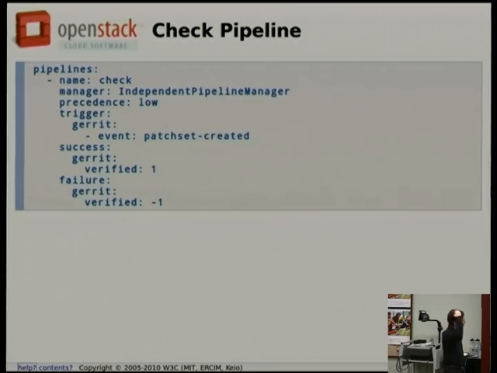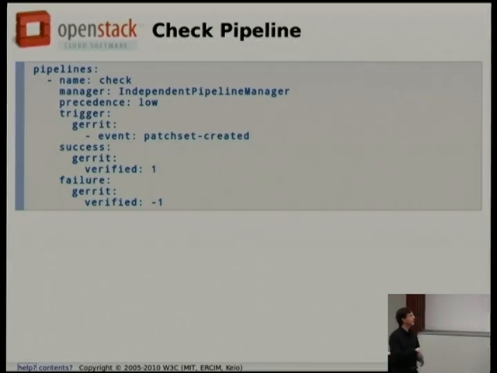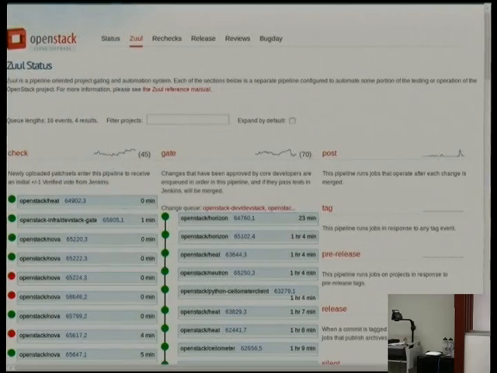So we have a concept that's pretty central to Zuul, which is the idea of a pipeline. Each of these changes gets enqueued into a pipeline, and we have a number of different pipelines defined for OpenStack. Let me actually just switch over to the actual status page real quick.